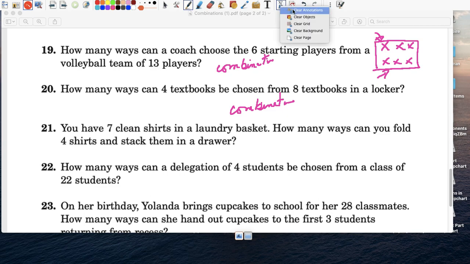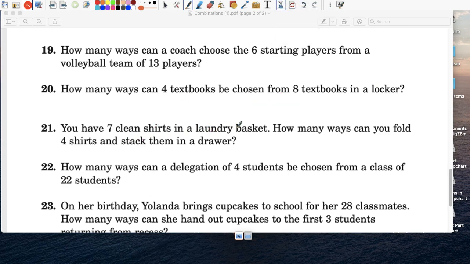Okay. You have 7 clean shirts in the laundry bag. How many ways can you fold 4 shirts and stack them in a drawer? Combination. Okay. Doesn't matter which shirt goes on top, and which shirt goes second, and which shirt goes third or fourth. Right. So that would be a combination.